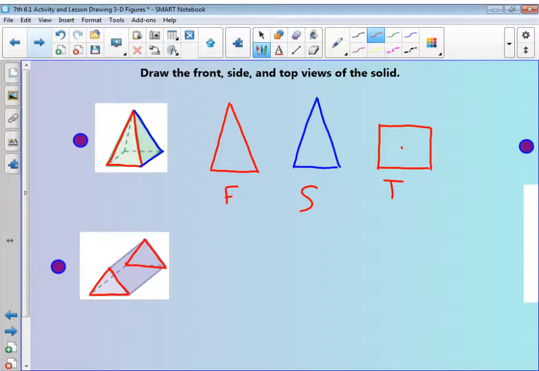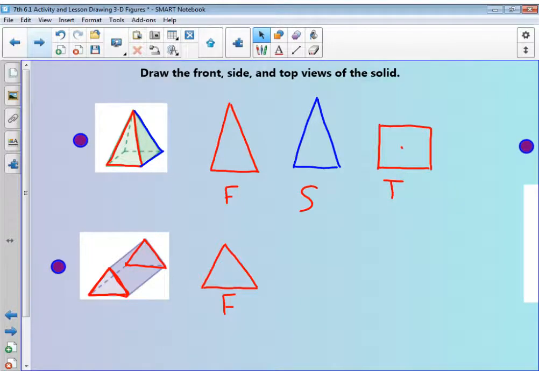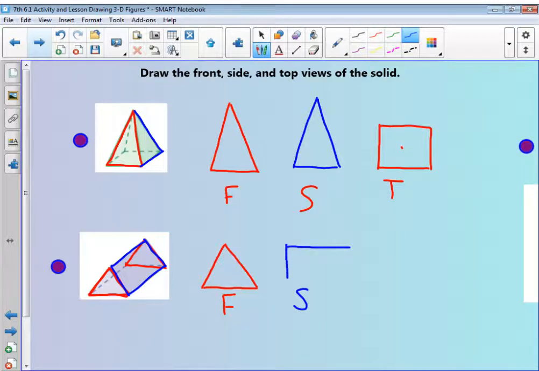same. So if I looked at that from the front, so I'm saying that this is the front right here, I would see a triangle. Now somebody else might say the side's the front, but I'm going to identify the front, that base, as my front. If I looked at it from the side, what am I seeing from the side? Well, if I turn this around, I'm seeing this blue figure from the side. I'm seeing a rectangle. So my side view would be a rectangle.